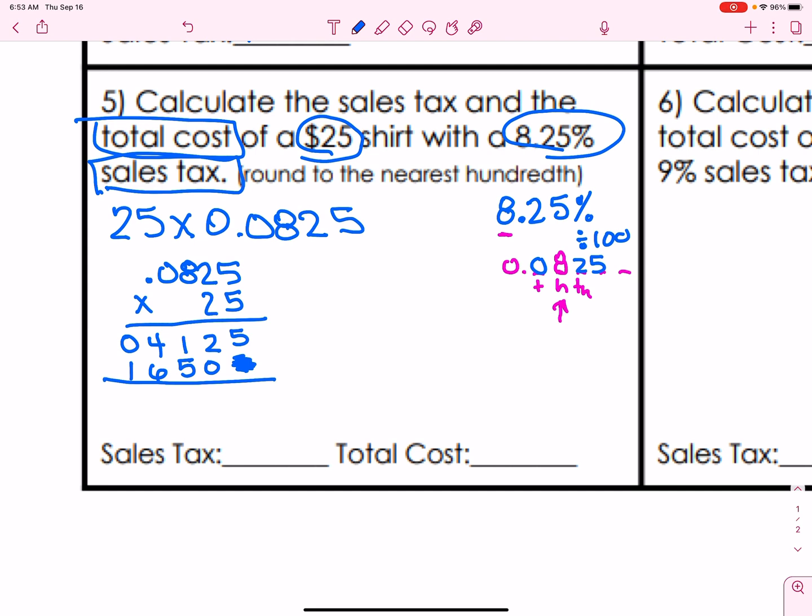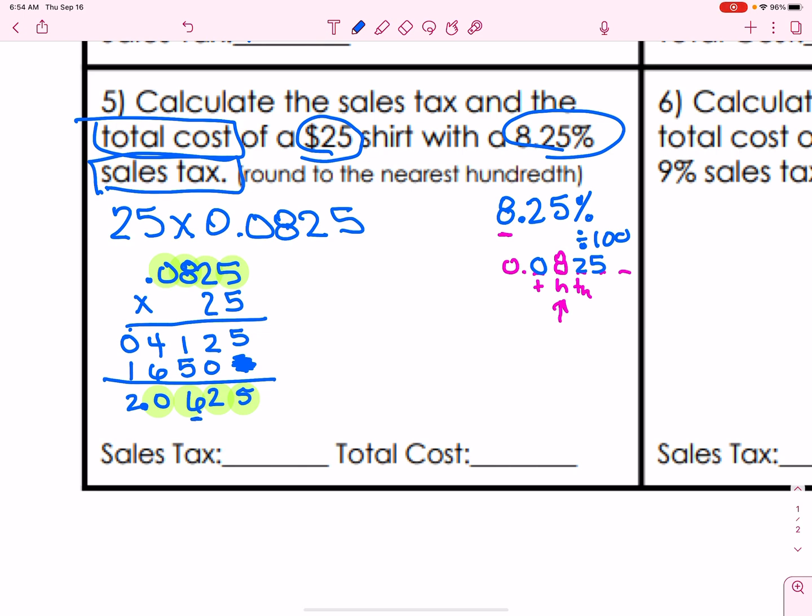Okay, let's go ahead and add that up. 5, 2, 6, 0, 2. Now in my question I have 1, 2, 3, 4 numbers behind the decimal. So in my solution I need to have 1, 2, 3, 4 numbers behind the decimal. So that makes my decimal right here. Now money is only written with 2 numbers after the decimal. So we stop at the hundredths place or round if we need to.